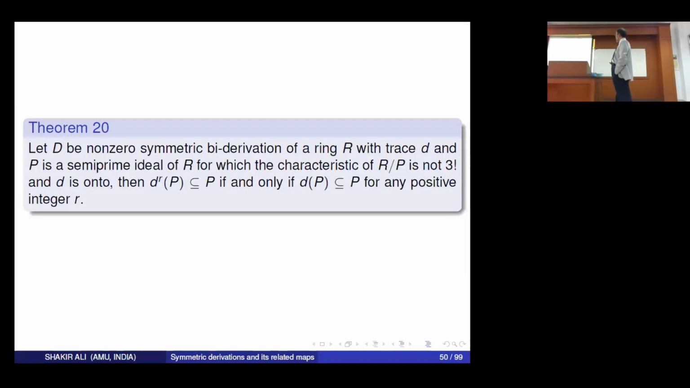This result is interesting from the other setting's point of view, and then they also look at a symmetric bi-derivation D with trace d, and with the same prime ring, the characteristic of P is not 2, and d is on R. D to the power r, this in fact looks like the nilpotency of derivation, powers of derivations. So d of R is in P for any positive integer. This is in fact a very good result and gives some more excitement.